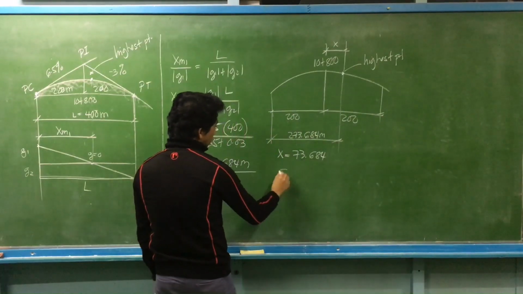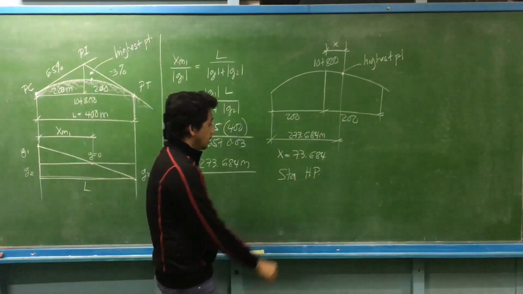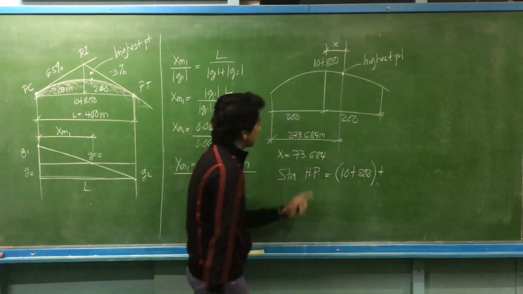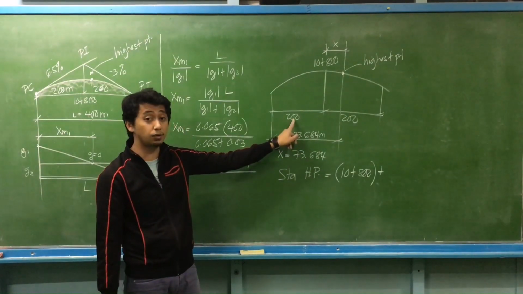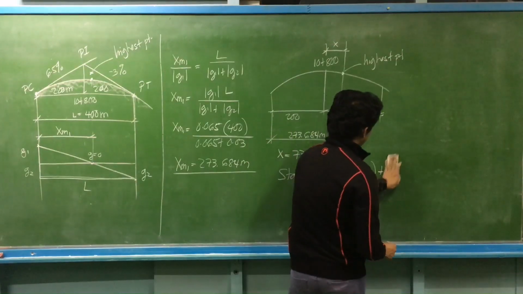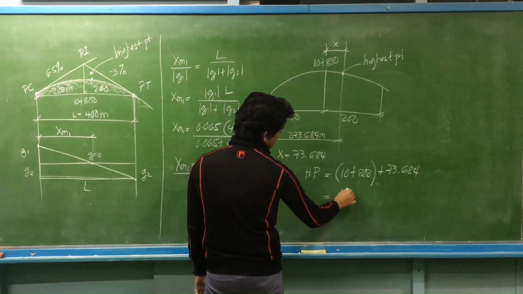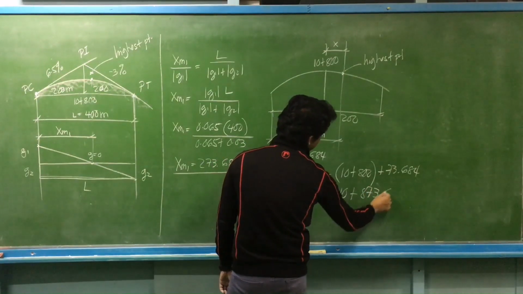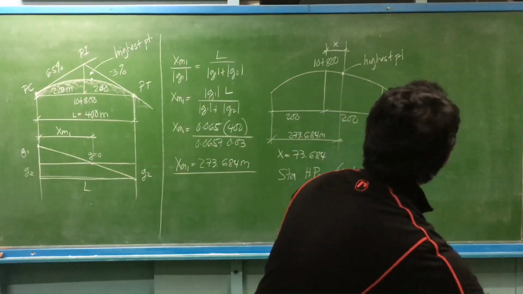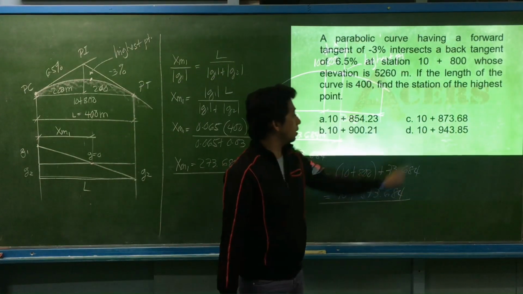Okay. So, kunin natin yung station. Let's say, station of the highest point, station HP na lang, is equal to 10 plus 800 plus ano ba yung excess nito? Di ba? 273.684 minus kalahati ng curve na 200, 73.684 meters. So the stationing of the highest point is 10 plus 800, 73.684. Okay? That will be our answer. Check natin sa choices. 10 plus 873.68.